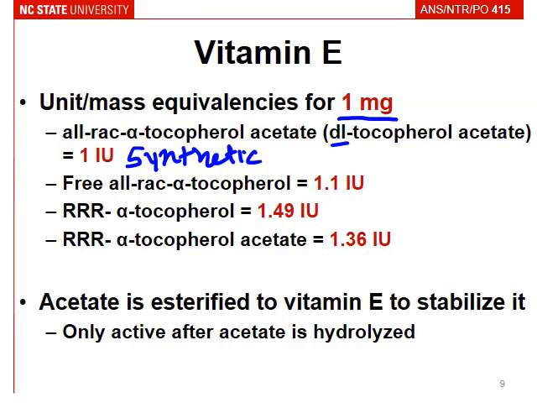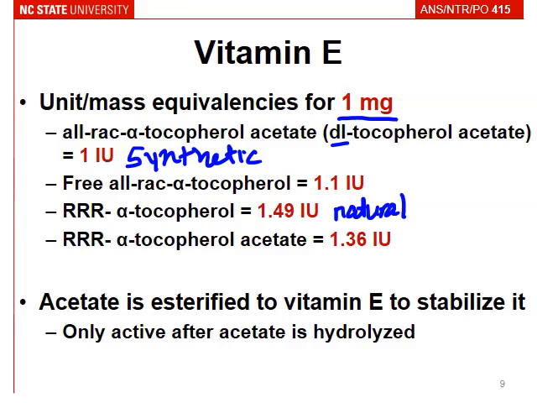Our other one is our free all-rac, and that has an international unit equivalency of 1.1. So every milligram of free all-rac, we have 1.1. Free meaning it is not conjugated to acetate. And then we have our RRR alpha tocopherol. So remember, this is our natural.